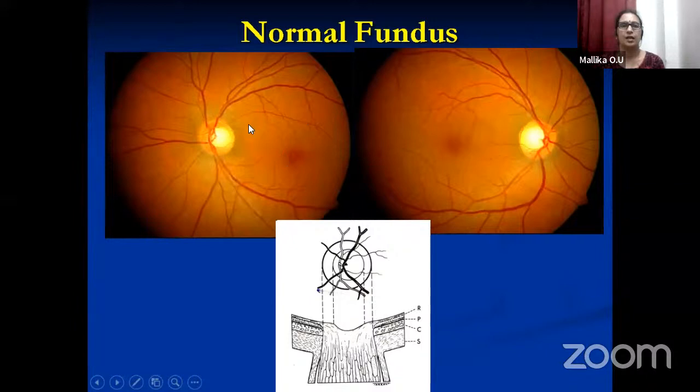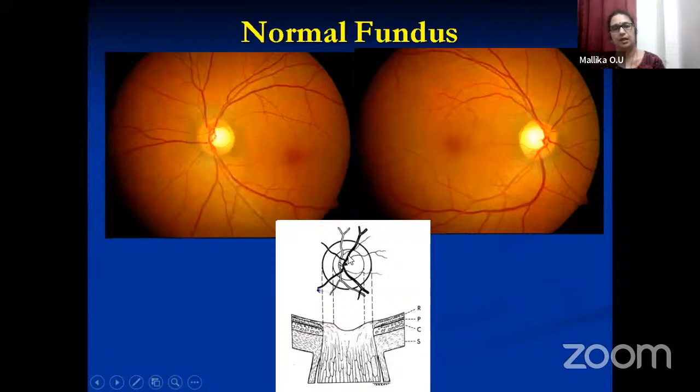So this area, that is the temporal area, temporal to the optic disc, is called the macular area, and you can see there is a small area which is seen as a red color, that is called a foveal reflex, which is the center of the fovea. So this is the right eye and this is the left eye. You can see the fovea here. So this is a diagrammatic representation of the optic disc.